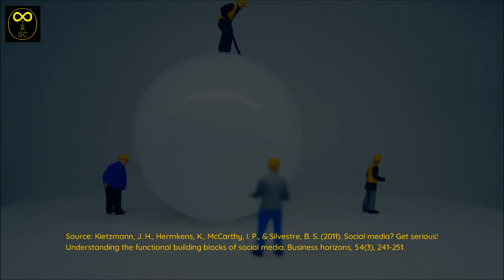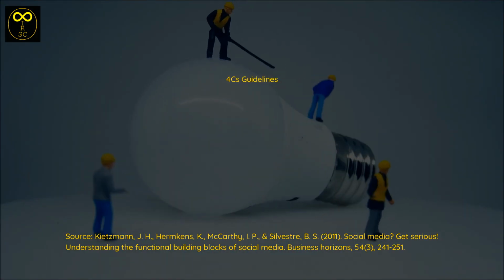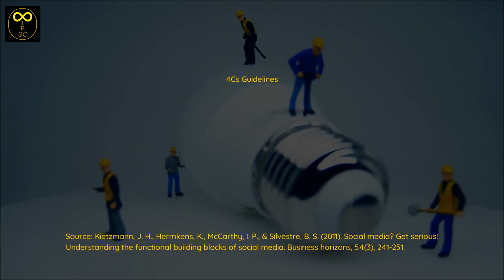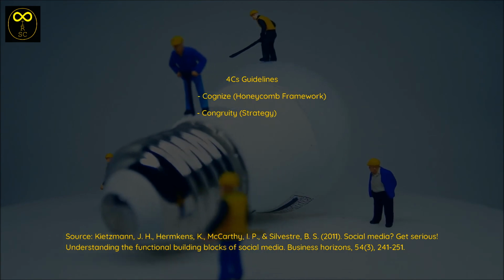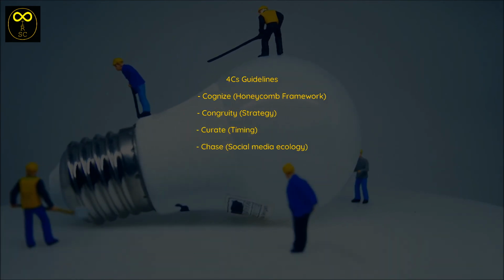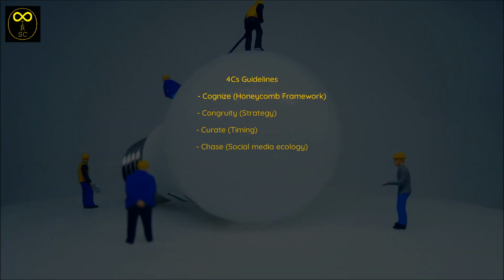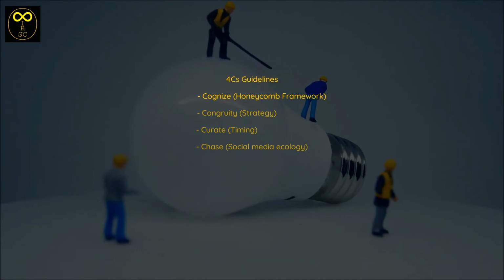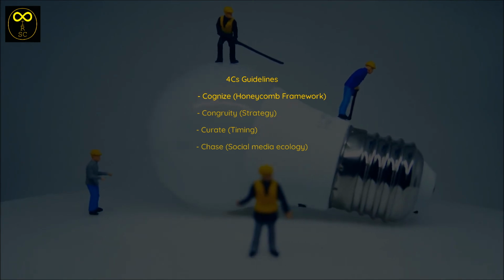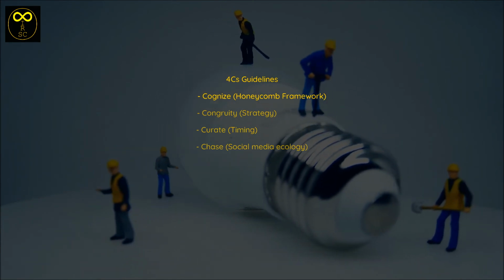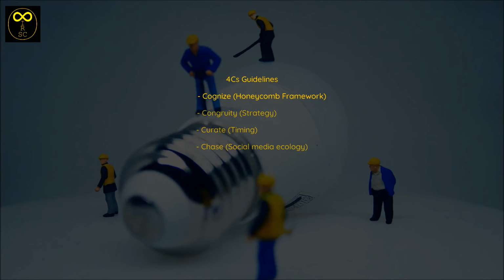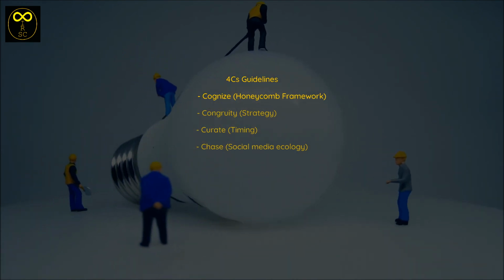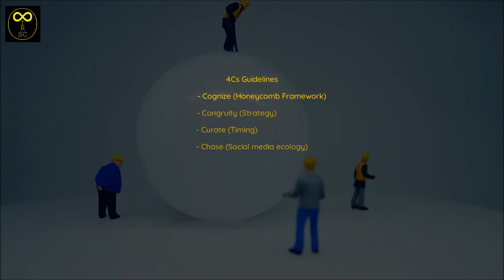Kietzman and colleagues present the 4Cs guidelines for corporates to optimize social media in achieving and sustaining growth. The 4Cs include cognize, congruity, curate, and chase. The Cognize guideline advocates for firms to comprehend social media platforms using the Honeycomb Framework. Notably, it is important to identify the conversations surrounding a particular brand or firm going on across any of the existing platforms. Tracking or monitoring conversations is fundamental for directing the relevant discussions.